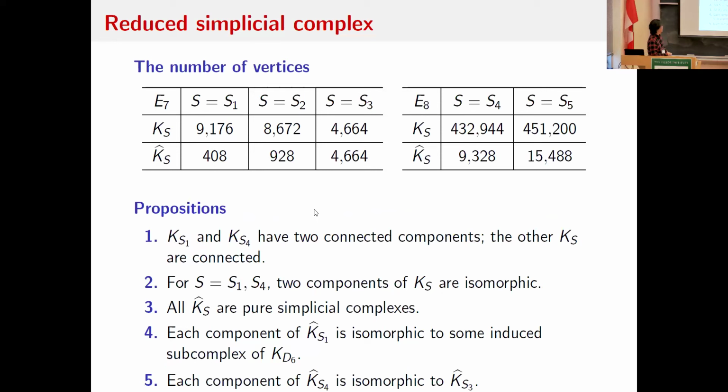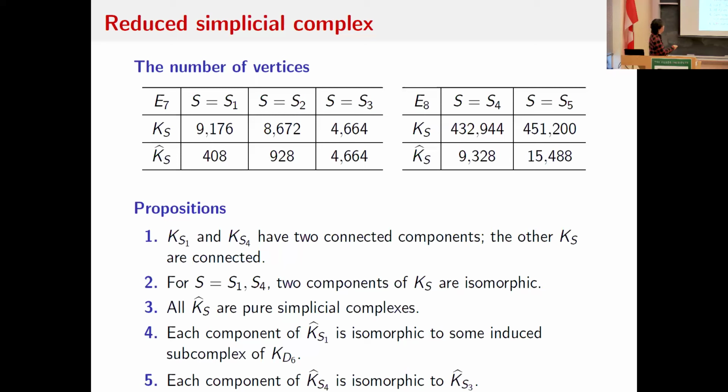And here, there are some propositions about the KS and KS hat. Proposition 1 says that KS1 and KS4 have two connected components, and the others are connected. And proposition 2 says that in these two disconnected cases, the components are isomorphic to the same component. And proposition 3 says that the KS hat, the vertex-removed reduced simplicial complexes, are pure simplicial complexes.